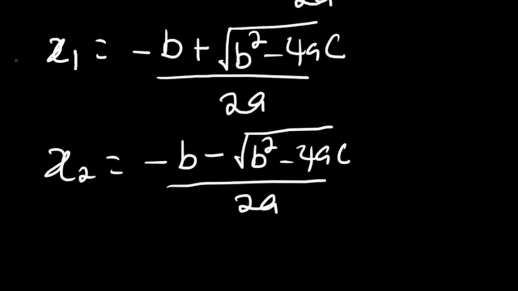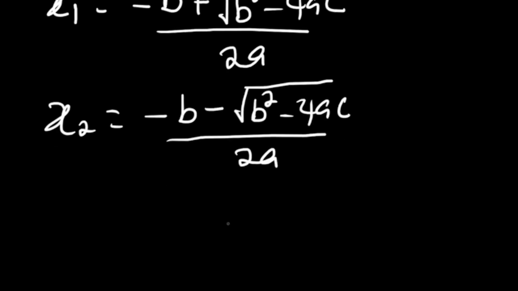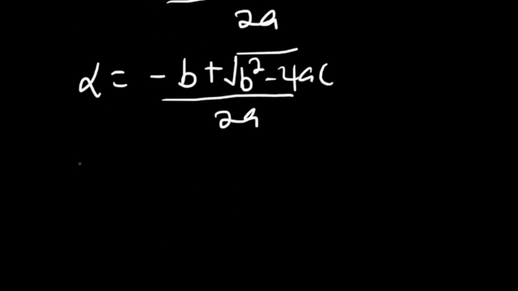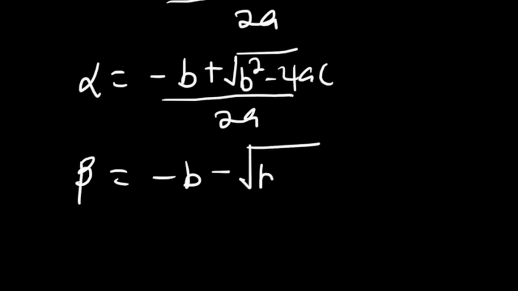So I'm going to write it here. So I will say alpha equals negative b plus the square root of b squared minus 4ac all over 2a, and then my beta will be negative b minus the square root of b squared minus 4ac all over 2a.